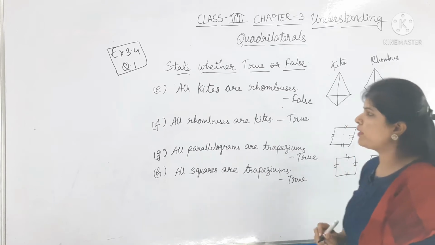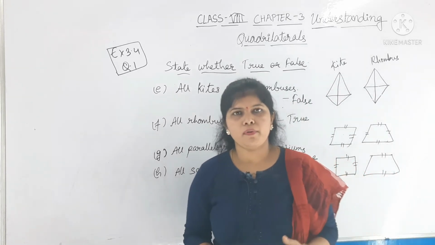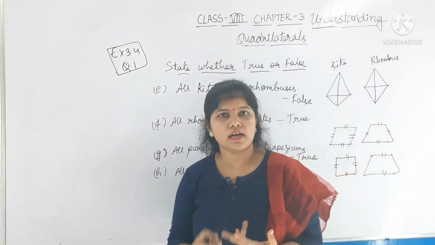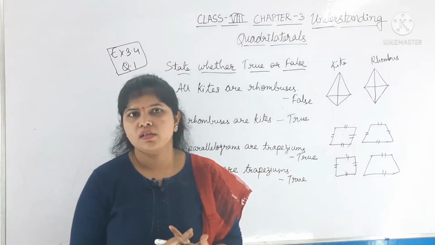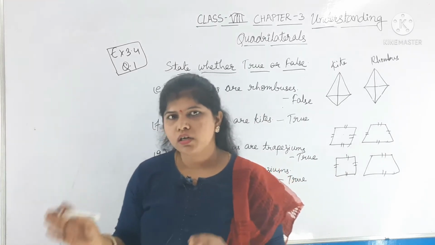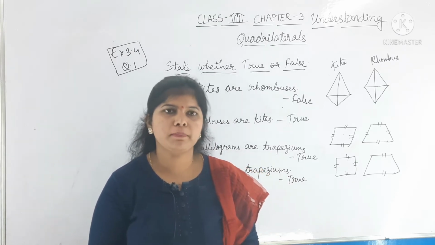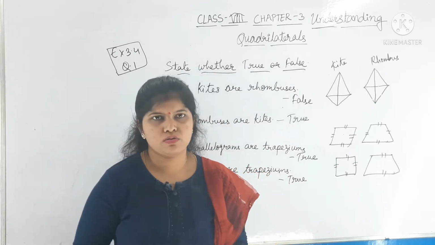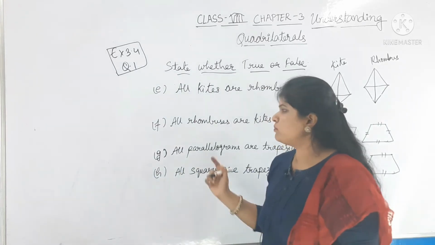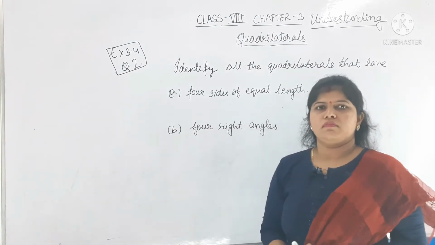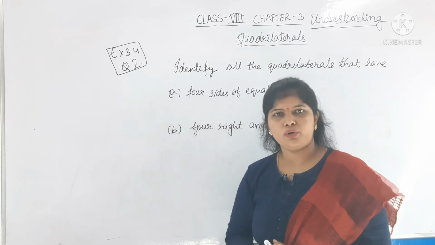For these true and false statements, we need to know the properties of a square, rectangle, kite, rhombus and parallelogram. This is in chapter 3. We had already covered it in my introduction part. You can see that also. Now the next question is question number 2.